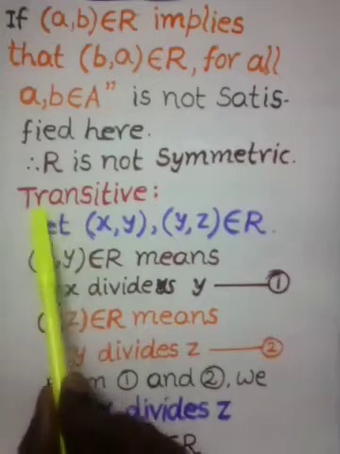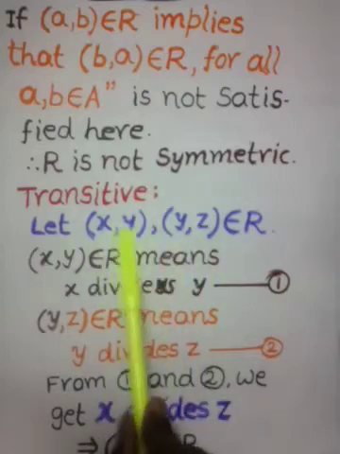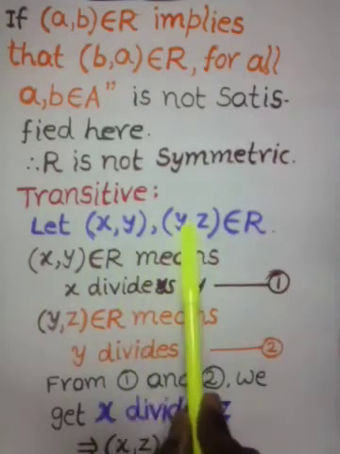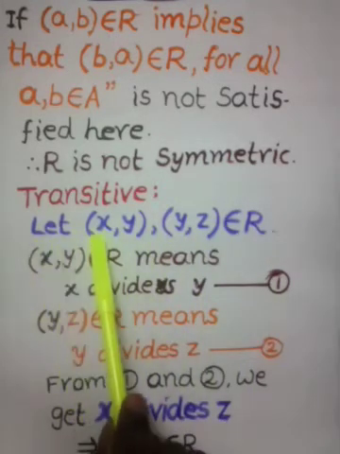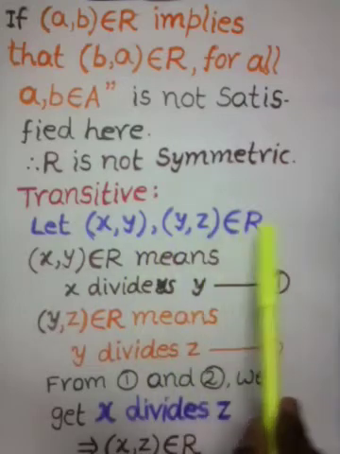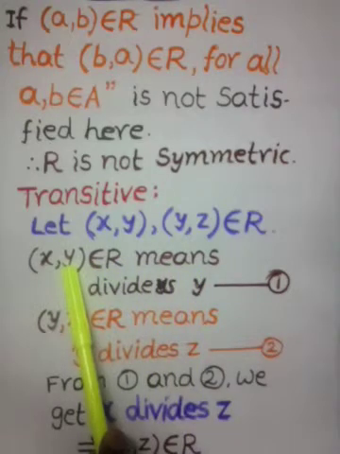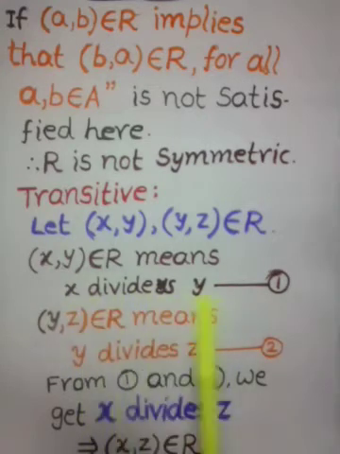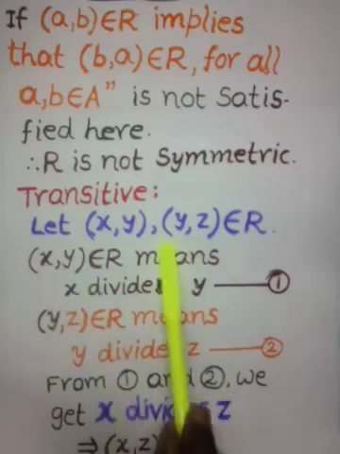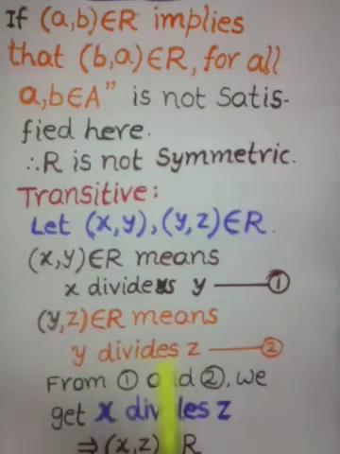Now go to the next relation, that is the transitive relation. To prove this transitive relation, we take linked ordered pairs like this. We assume that the linked ordered pairs are already there in the relation R. So we assume that the ordered pairs (x, y) and (y, z) belong to R. (x, y) belongs to R means x divides y, by the given relation. We can write this statement. Similarly, (y, z) belongs to R means y divides z. We consider this as the second statement.